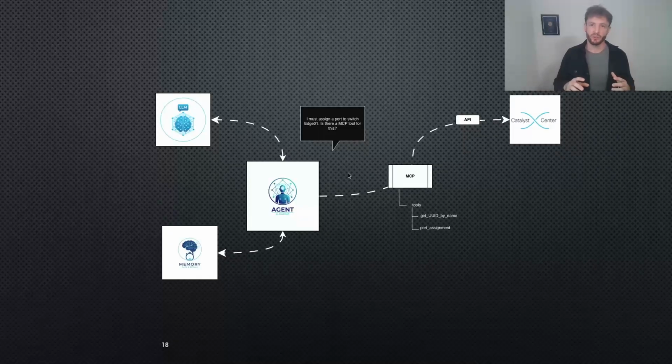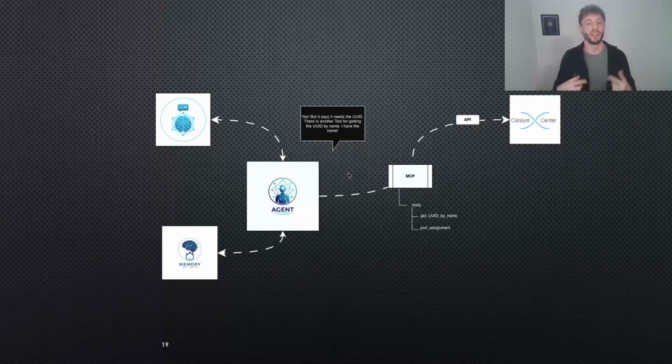So if I ask my AI to assign a port on, let's say, edge 01, by default, it should look first into every MCP tool and the description of the tool, to see if there is a tool which can be used to solve the problem. In our case, we have the port assignment. The AI will recognize that there is a tool and will read the description, and find out that this is the perfect tool to do the task, but we only have the name of the switch, and the tool needs this unique ID.